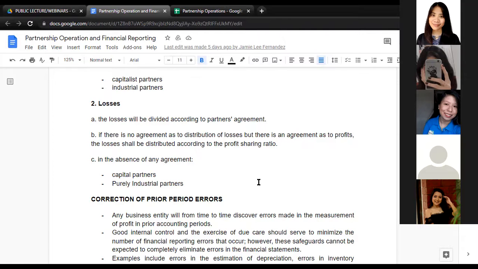As to purely industrial partners, if there is any, shall not be liable for any losses. Walang kinontribute na capital, skills or already contributed his shares in the loss. Dahil service ang na-contribute niya sa partnership, hindi na mababawi yun.